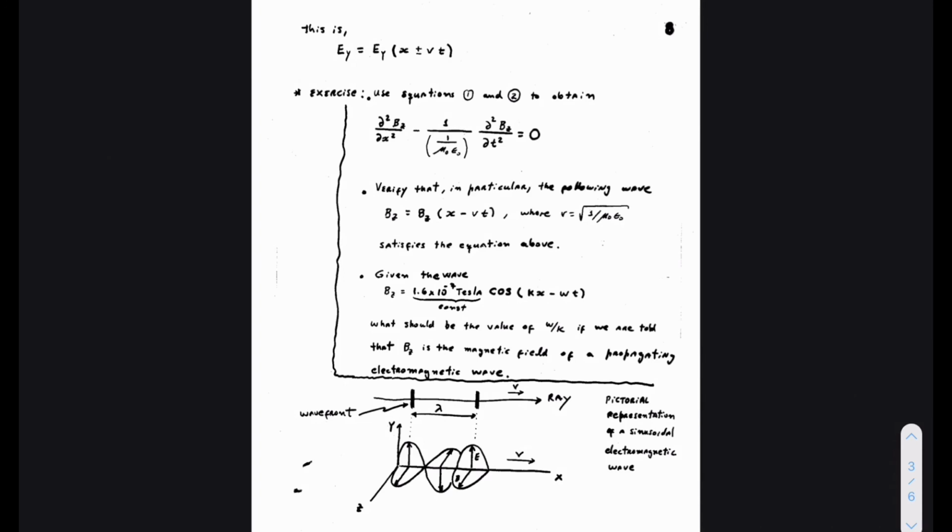Okay, so now here's a little exercise for you. By using equations 1 and 2, you have to show that the z component of the magnetic field too obeys the same equation. You can also verify that for this solution of the magnetic field, and also for a given wave whose magnetic field Bz is given by this equation, find out the value of omega over k.